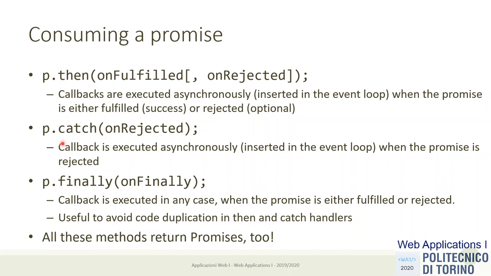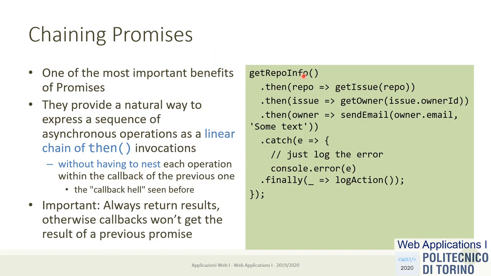And the interesting part of these methods is that all three of them return promises too. So the result of a promise will call back this function, and itself it will be a promise, that you can maybe chain other information to. So when this callback function is closed, then you can call another one.